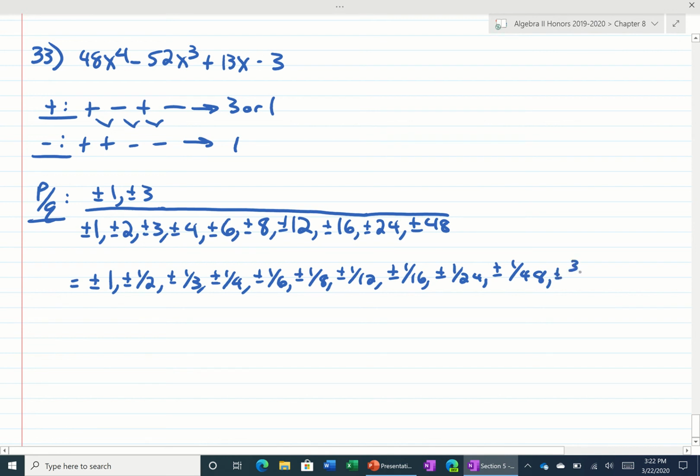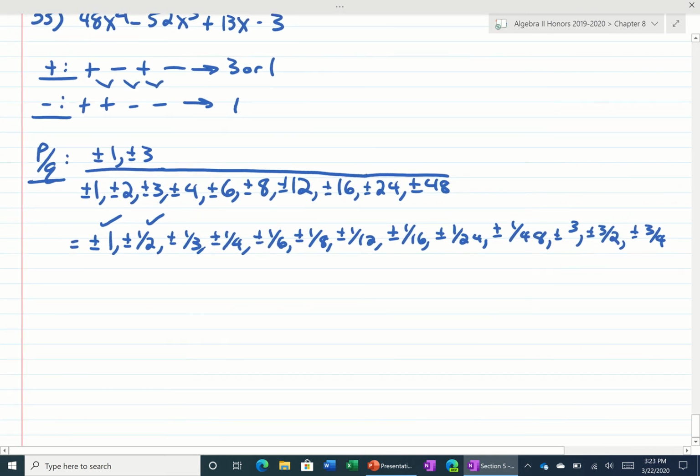3 over 1, 3 over 2, 3 over 3 we already have, 3 over 4, 3 over 6 we already have, 3 over 8, running out of room, 3 over 12 we already have, 3 over 16, 3 over 24 we already have, and 3 over 48 we already have. So those are all the different options.